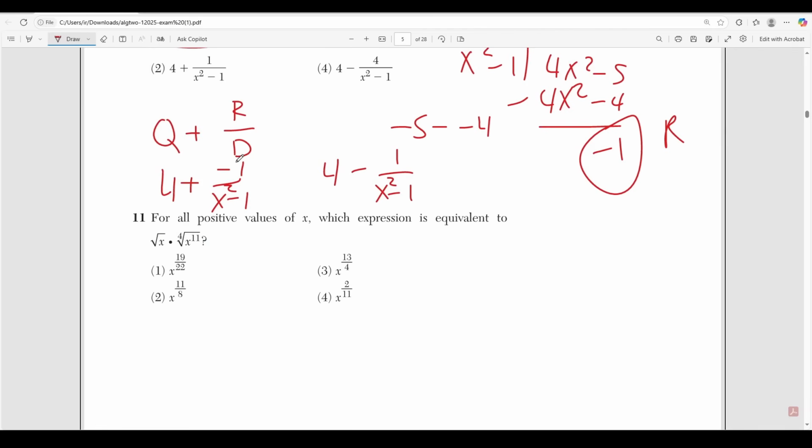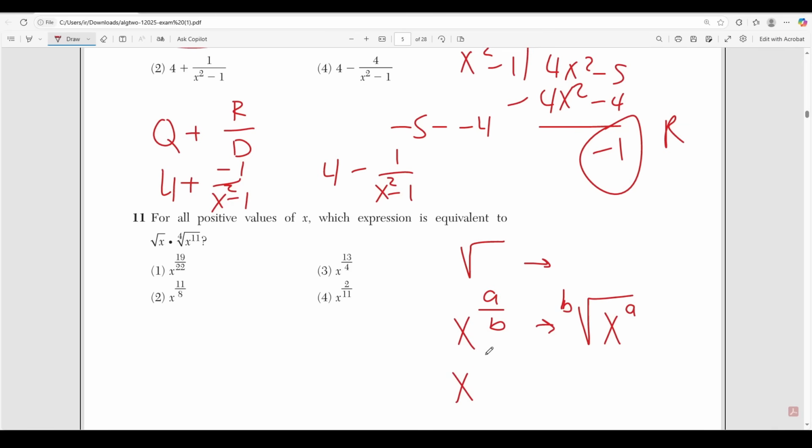All right. Number 11 asks us, for all positive values of x, which expression is equivalent to this? All you need to know here is that when you have a square root symbol, you can always rewrite it in terms of a fraction. So x to the power of a over b, right? Whenever you have a fraction as your exponent, the numerator is going to be the power. So this is equal to x to the power of a, but in terms of radical b, right?